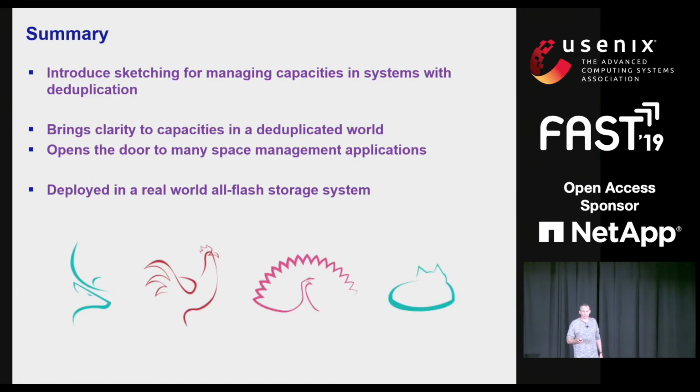So basically, that's it. As a summary, I'll say we're introducing a method to deal with data inside a deduplicated system, really bringing clarity to measures that have to do with capacity. And I think it's just the beginning, because this is a tool that opens up options for much smarter things that can be done with capacity, with data reduction. And yeah, it's deployed in a system, which is great. Thank you.